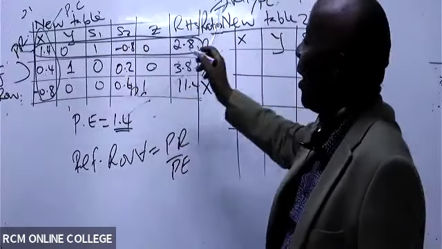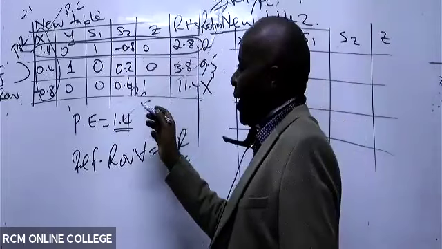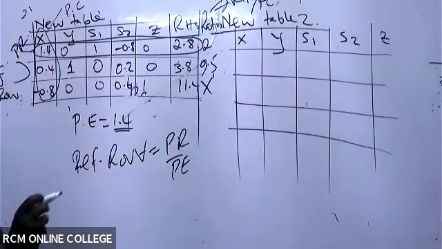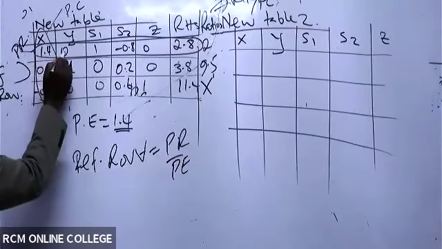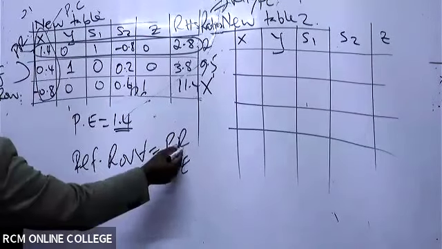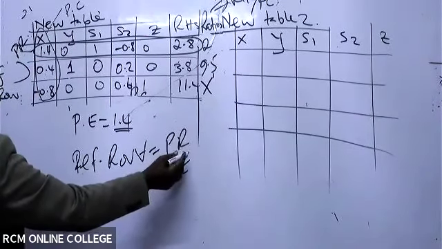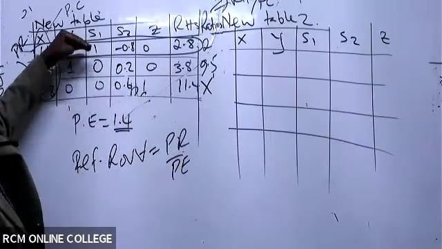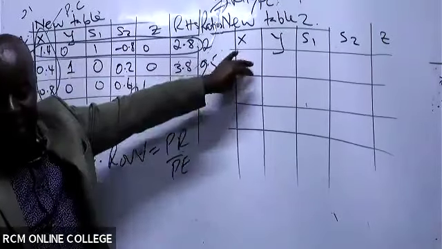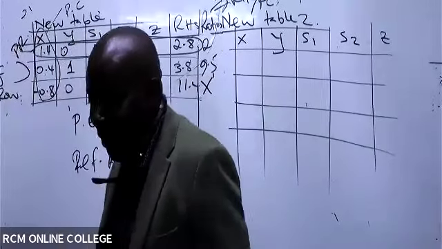Let's get to work now. So remember we take this all over divided by 1.4. So this divided by 1.4, this divided by 1.4. The pivot row elements, you divide them by the pivot element. So please give me the new numbers. And remember, this is row number 1. Give me the new numbers.